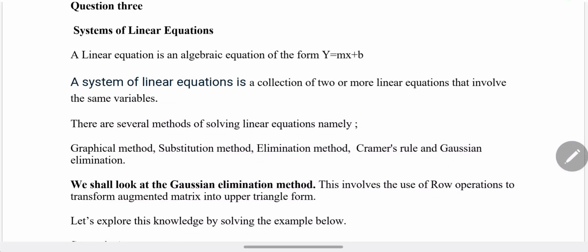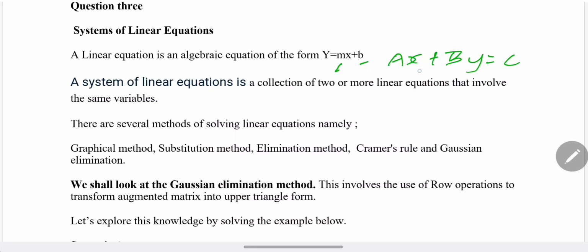Hello everyone, in today's video we are going to look at systems of linear equations, whereby a linear equation is an algebraic expression of the form y equals mx plus b, whereby the m is the gradient and the b is the y-intercept. It can also be written in the standard form ax plus by equals z, whereby a and b are the coefficients.